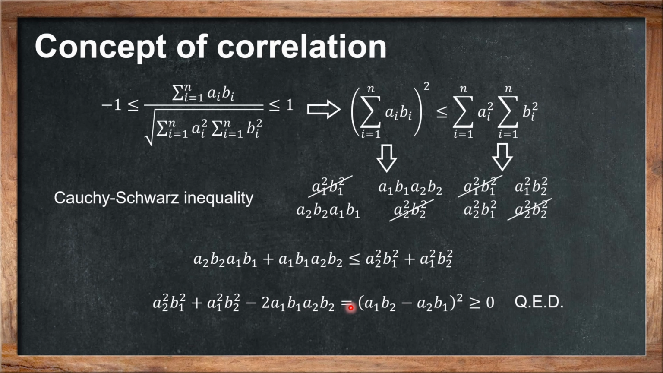You see? That would be just the square of a difference. And we know that the square of a difference, given any values of a sub 1, b sub 1, a sub 2, b sub 2, would be greater or equal to 0. That completes the proof. That's how we showed that this normalizing constant actually bounds this fraction to vary from -1 to 1.